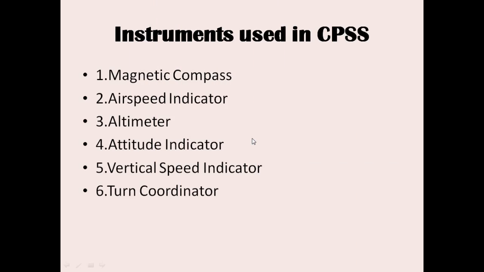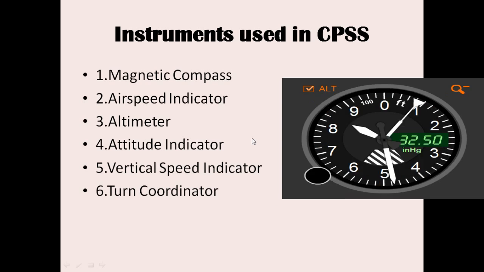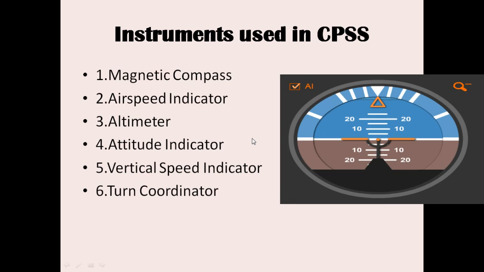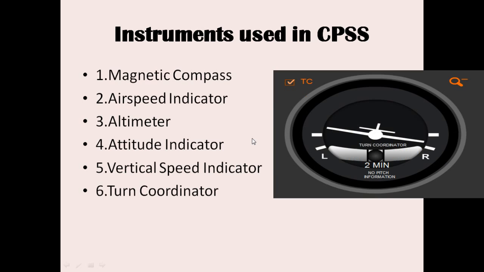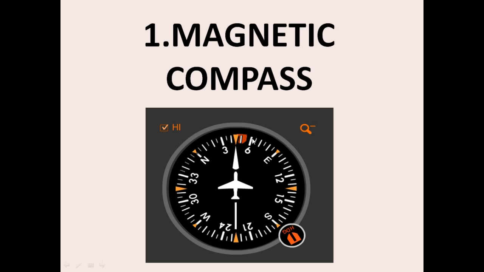So let's get started. The instruments used in the first test of the CPSS are magnetic compass, airspeed indicator, altimeter, attitude indicator, vertical speed indicator, and turn coordinator. We'll get into the details of these instruments one by one. So let's see the first instrument, you can see here it is the magnetic compass.